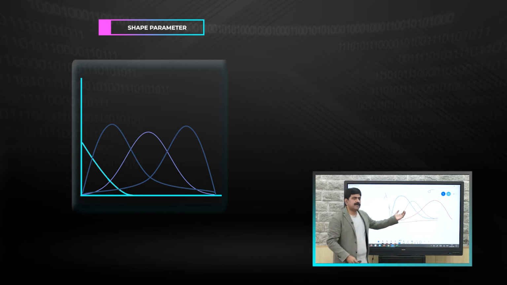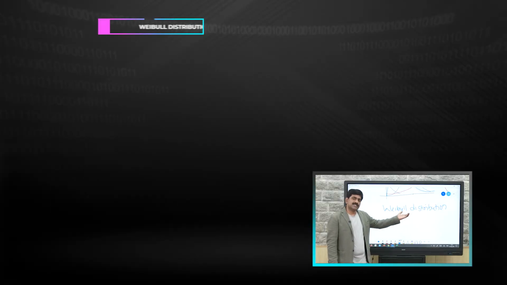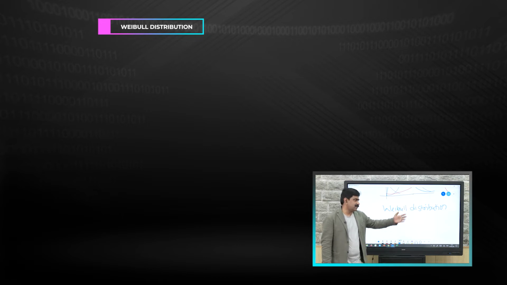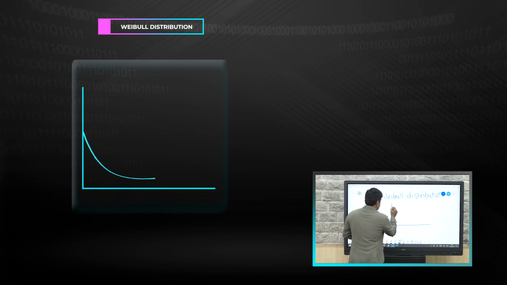So, what we see here is different shapes of the distribution, and this shape of the distribution is captured by the shape parameter in case of probability distribution. For example, Weibull distribution is one of the distributions which has a shape parameter, and the shape of the probability density function of the Weibull distribution will depend on its value. For example, whenever the shape parameter is 1, the Weibull distribution will be simply exponential distribution. So, the shape of the Weibull distribution will be exactly same as exponential distribution.